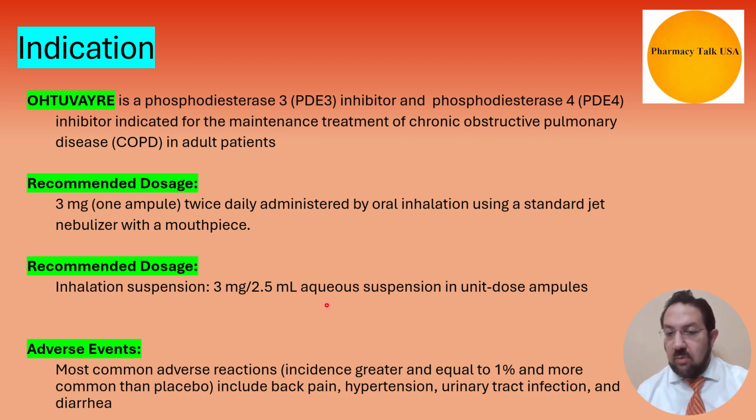Recommended dosage is 3 milligram twice daily, and it comes in 3 milligram per 2.5 ml ampules to be used with the jet nebulizer that comes with it. Some of the common side effects, as I mentioned, include hypertension, urinary tract infections, and diarrhea. For more detailed information on this medication, refer back to the package insert, which will give you more information on the dosing, cautions, precautions, and side effects of Ohtuvayre.